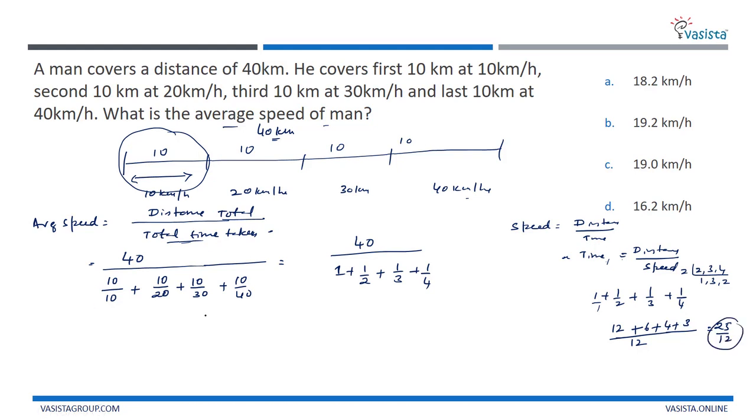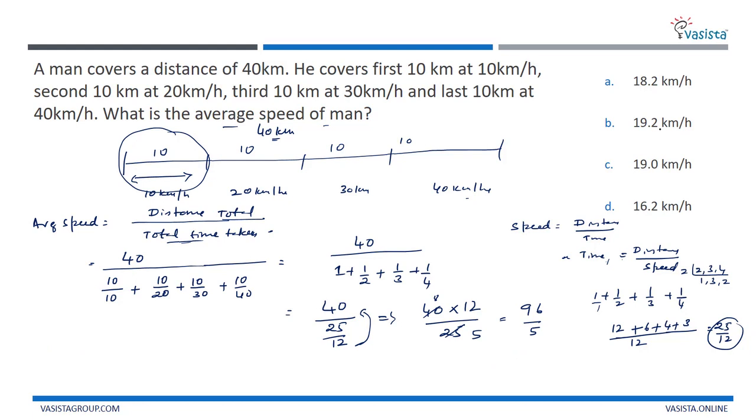This I will substitute here. So what happens here? 40 divided by 25 by 12. So this will become 40 into 12, divided by 25. The denominator of the denominator moves to the numerator. Now simplify it. 5 5s are 25, 5 8s are 40. So this will become 96 by 5. Correct. So 96 by 5, again simplify it.